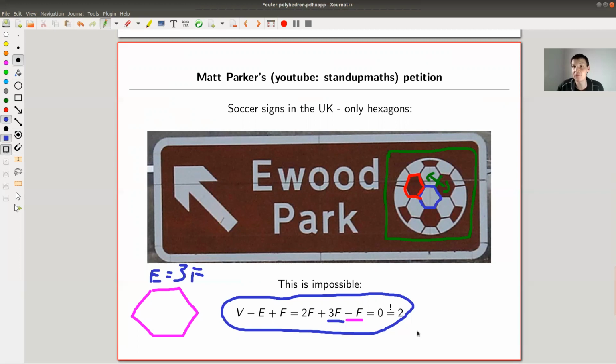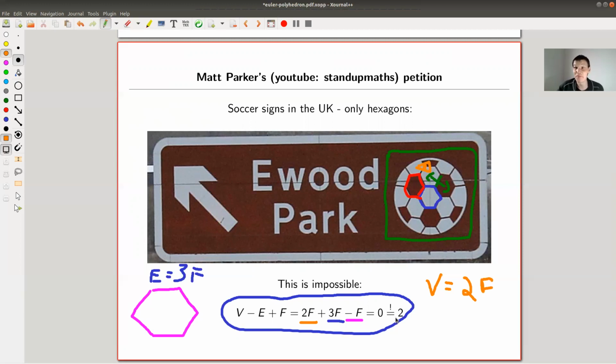And you do a similar count for the vertices. You can see it also in this picture here. Each vertex is adjacent to 3 hexagons. So it looks like you want V equals 6 times F, but you have to divide by 3. So V is actually 2 times F. And then you do the count: 2 times F plus 3 times F minus F. That looks like 0, but it should be 2. So this just can't work. Sorry, UK soccer signs.